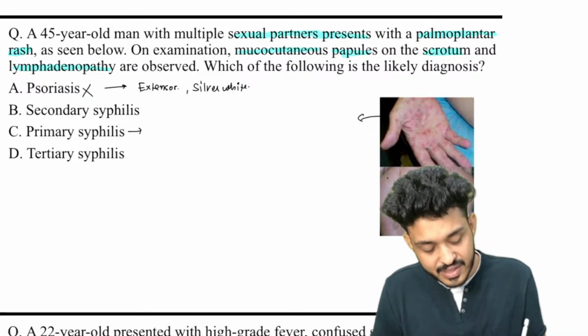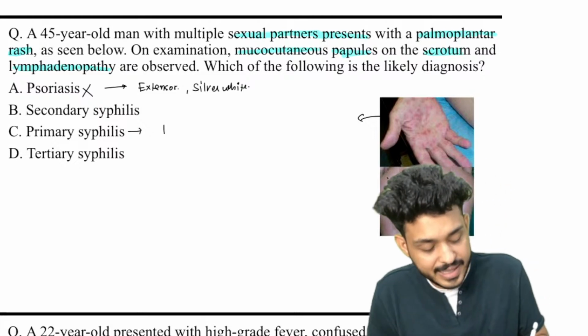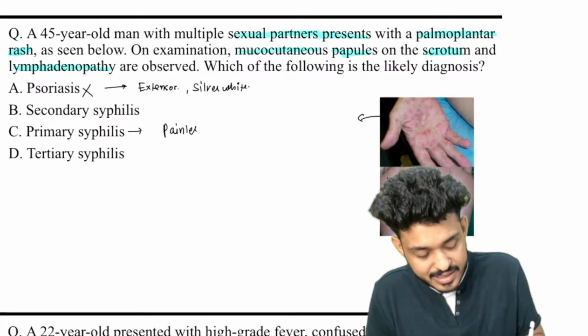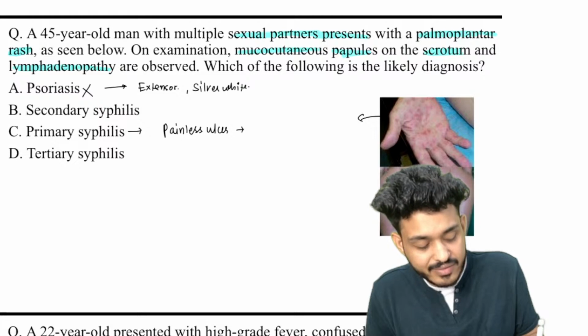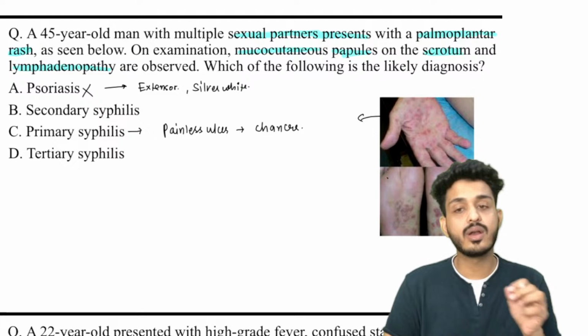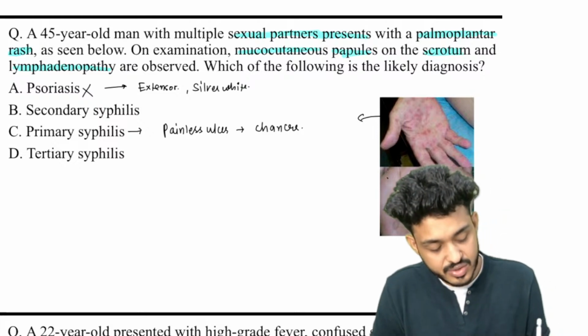In primary syphilis, what will happen? There will be a painless ulcer. We have seen in a question that it is a painless ulcer, and we call it chancre. In primary syphilis, there is a painless ulcer, and we call it chancre. Okay, so that is your chancre.